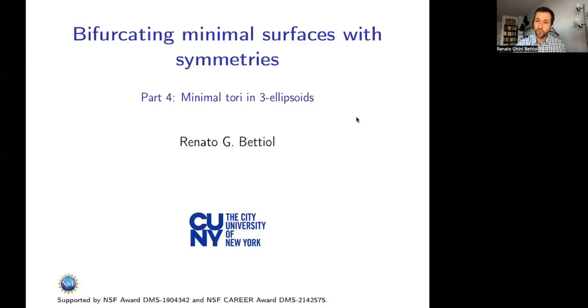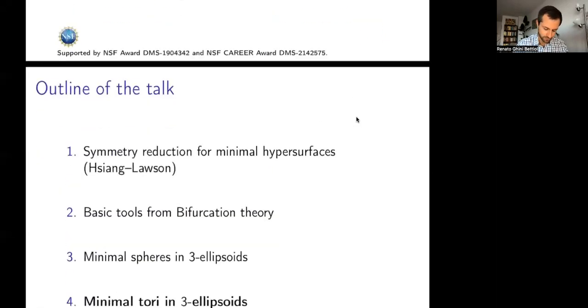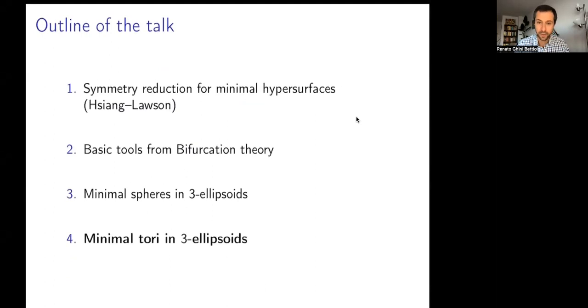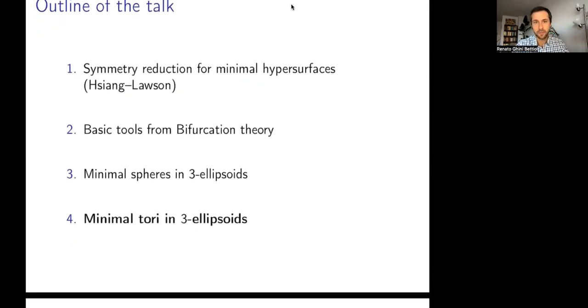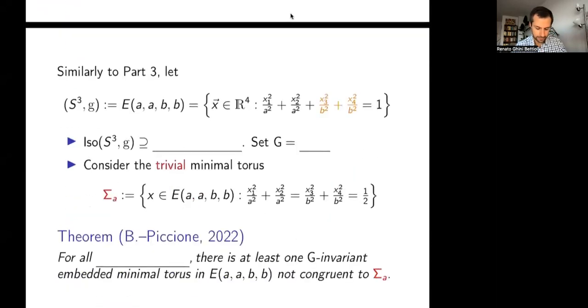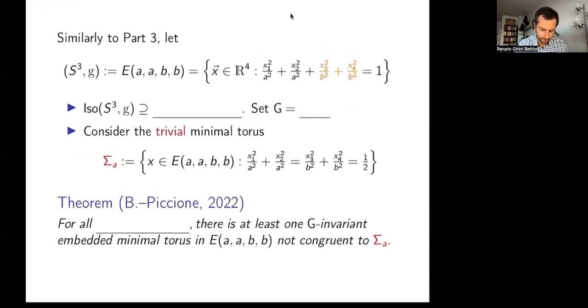Let's continue with the fourth and last part of this talk, bifurcating minimal surfaces with symmetries. So this is the fourth part, minimal tori in three-dimensional ellipsoids. Using the same notation as in the last part, we'll consider the ellipsoid with semi-axes A, B, B. Here we're adding a few extra symmetries to the situation. We have both of these and both of these equal to one another.